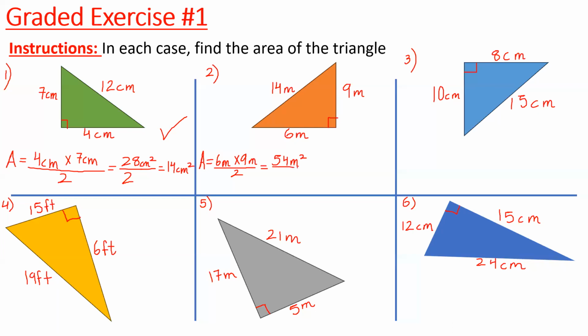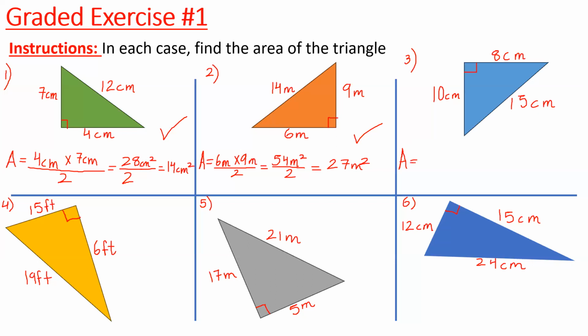Divided by what? 2, very good. And what is 54 divided by 2? That's 27. 27 meters squared. Very good. Anyone got that right? I got that. Very good, 27 meters squared. Excellent. Now let's look at the next one.